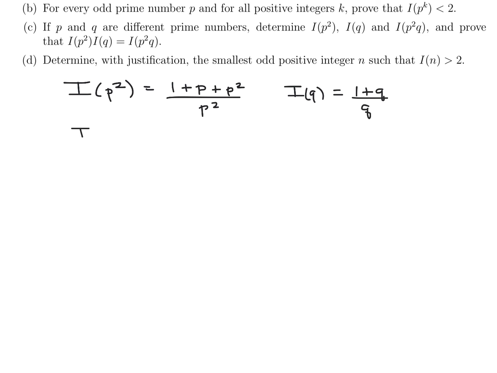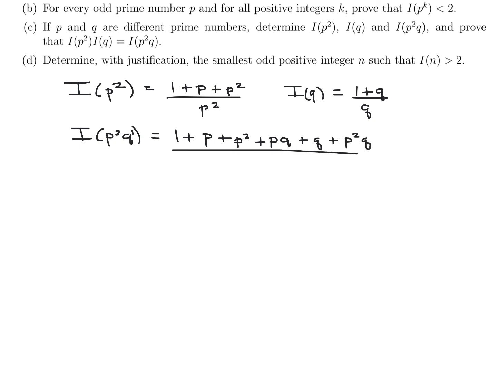And then this I at p squared q, that's going to be, let's see here, there's going to be 6 divisors: 1, p, p squared, q, pq, and then of course the entire thing, p squared q, and of course we're going to divide by p squared q. Okay, so that's this part of the question.